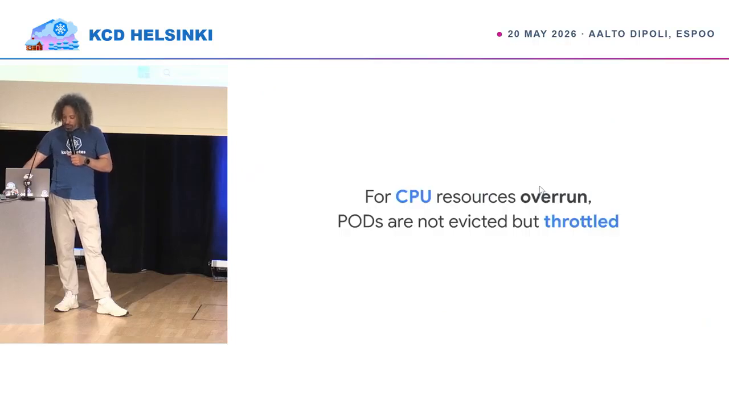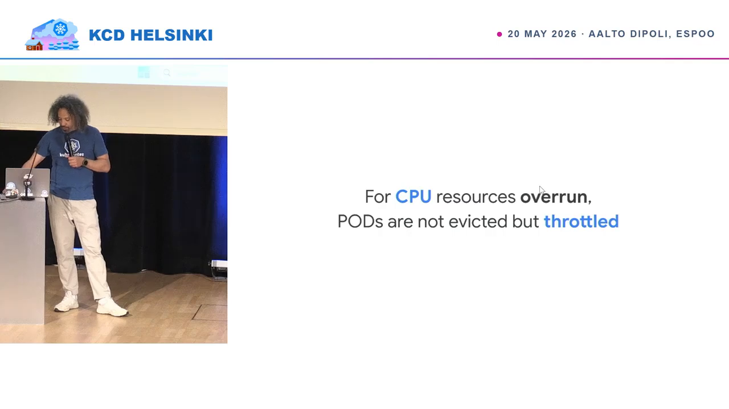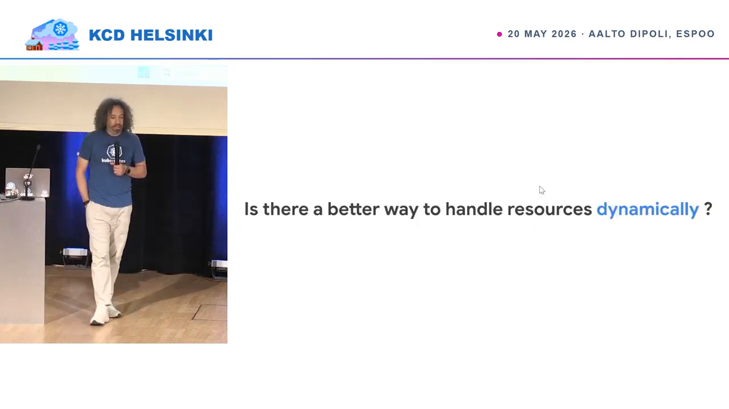So yeah, if CPU is overrun, your pod will be throttled. Very simple. So now, is there a better way to handle this dynamically?